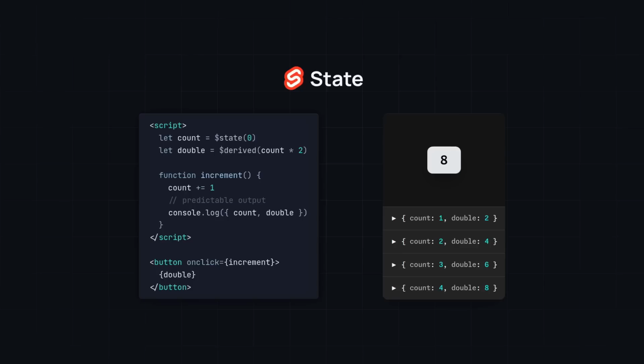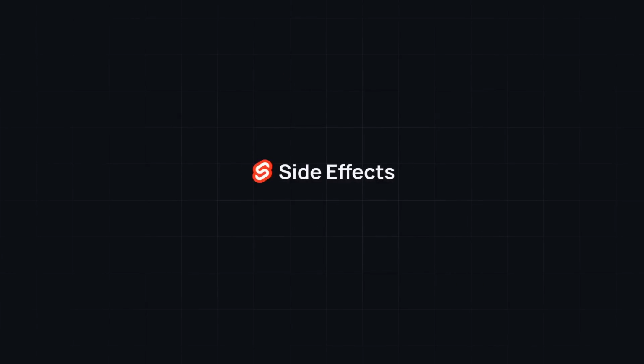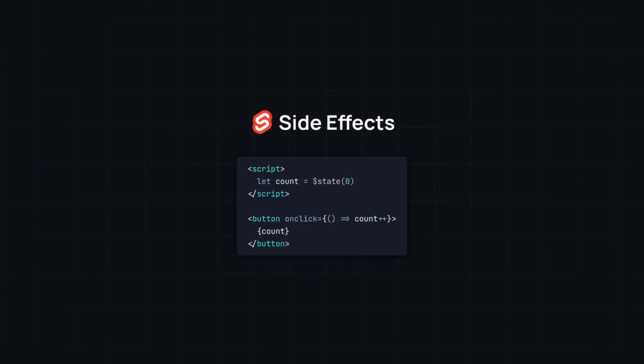And now we can see that count and double are in sync and everything works a lot more predictably. Let's talk about side effects. Side effects are where you can run your code, where you can talk to things outside of your component, such as the browser API, fetch for example, or manipulating the DOM.